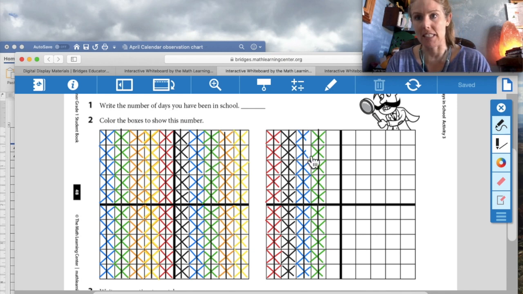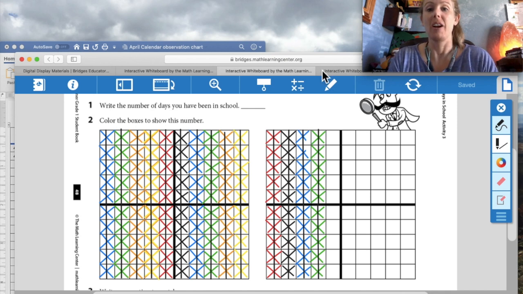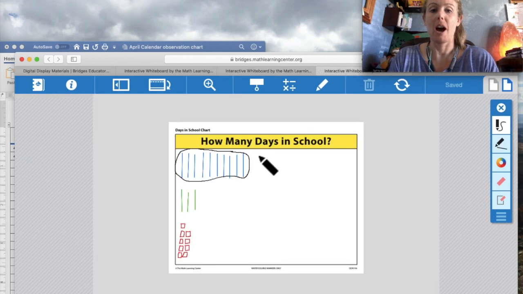14 tens. Can you believe that? 140 days, 14 groups of 10 in there. Let's look at our how many days in school observation chart here. We have our group of 100. We also have those 3 tens from yesterday and our 9 ones. But something needs to change today because I just heard that we've been in school for 140 days.